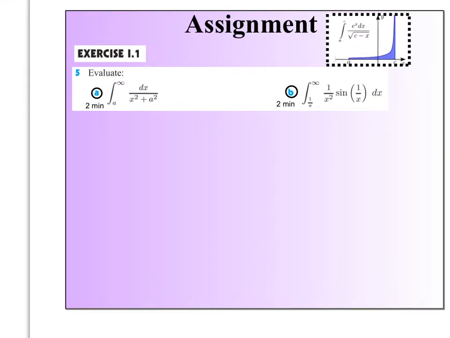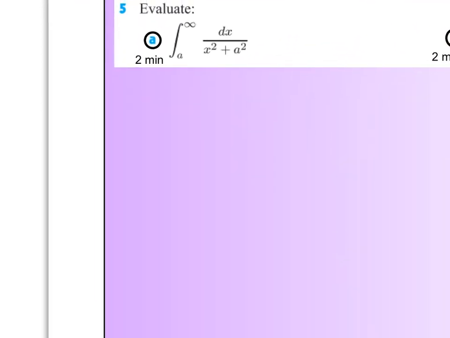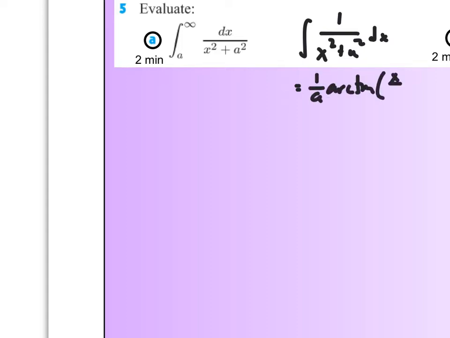Okay, let's try these two. Let's focus on A first. This looks extremely close, right? This looks extremely close to 1 over x squared plus 1. Now let's talk about the rule that we found out just the other day. The integral of 1 over x squared plus a squared dx is equal to 1 over a arctan of x over a. Right? So that actually applies here, because this is, in that general form, exactly what we have.